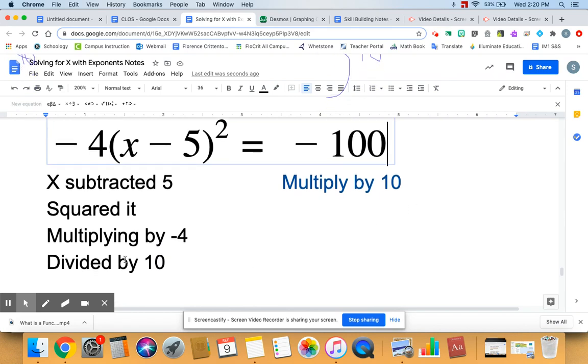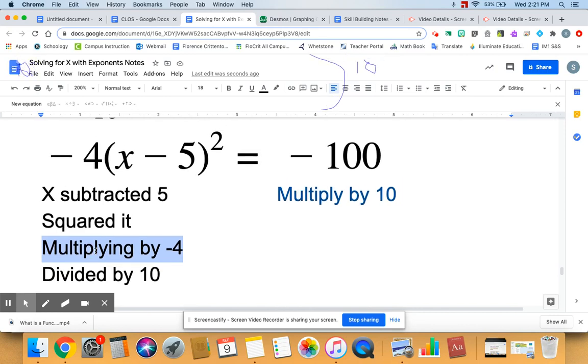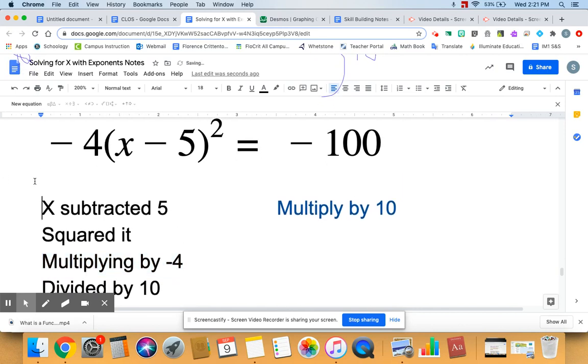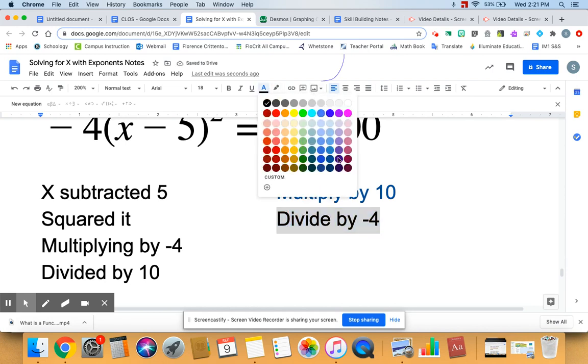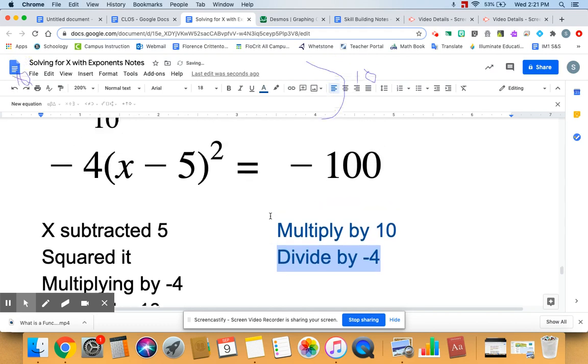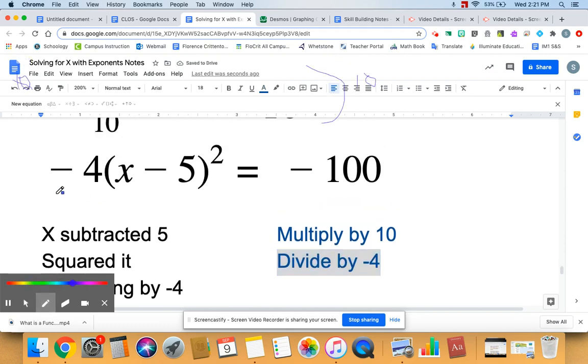Step 2, the next weakest thing. So we've taken care of this step. Next, it was the fact that they multiplied by 4. So the inverse of multiplying is dividing. So we have to divide by that -4 to solve for x. So that means in the step, I have to divide both sides by -4.